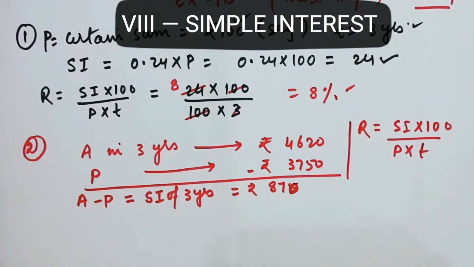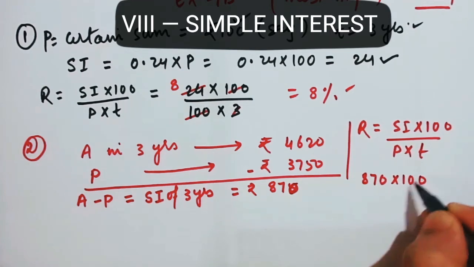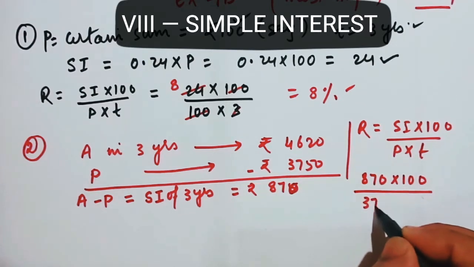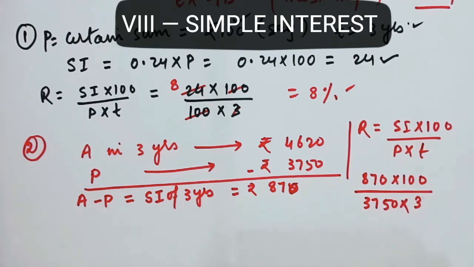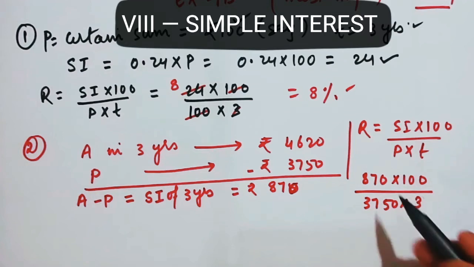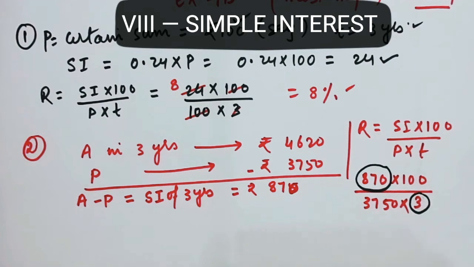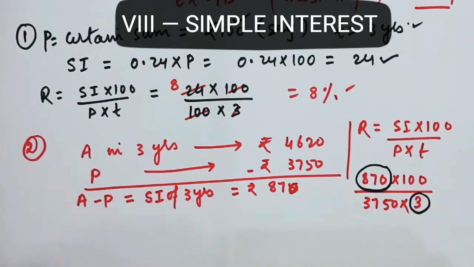So simple interest I have already taken out as 870 multiplied by 100. P is equal to how much? You can see here 3750. Time is equal to 3 years, because you have taken the simple interest of 3 years. So simple interest of 3 years means your time should also be 3 years. If you would have taken simple interest of 1 year, then you would have to write time as 1 year over here. Let's do some cancellation work.